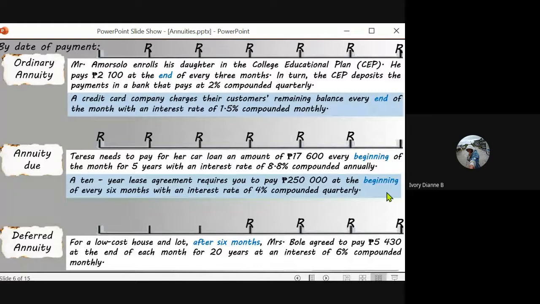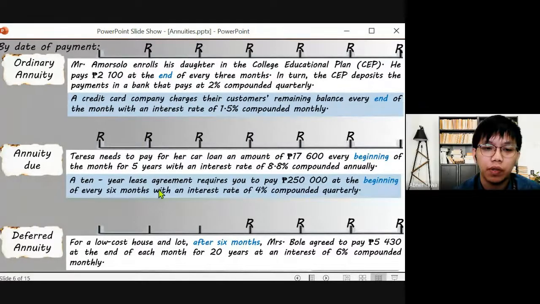A 10-year lease agreement requires you to pay 250,000 at the beginning of every 6 months with an interest rate of 4% compounded quarterly. So we have here a 10-year lease agreement wherein the payment will be 250,000 pesos at the beginning of every 6 months. The payment interval is every 6 months, and at the beginning of each 6 months will be the date of payment. Therefore, it is annuity due, because payment is at the beginning of every payment interval.